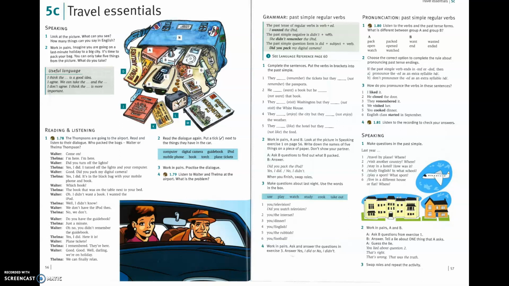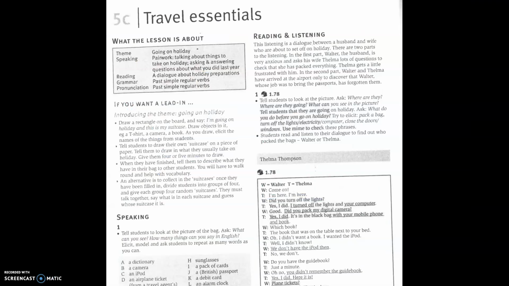This screencast supports this lesson, which is from Straightforward Elementary by Lindsay Clandfield, published by Macmillan. It's Unit 5C, and this is the student's book page. And you'll also need the teacher's book notes.